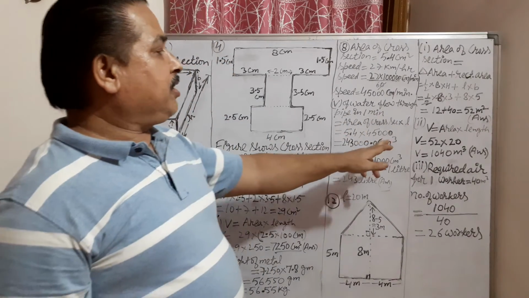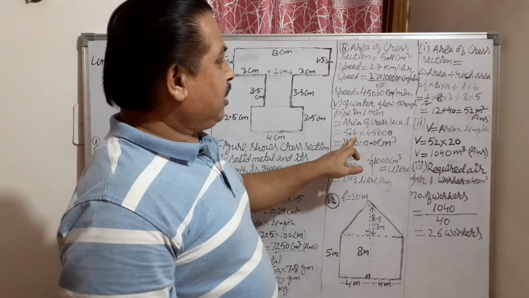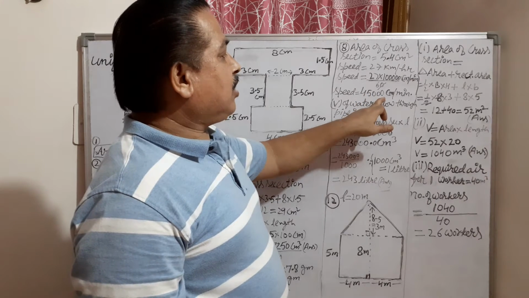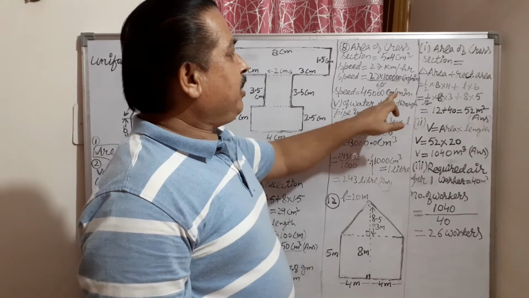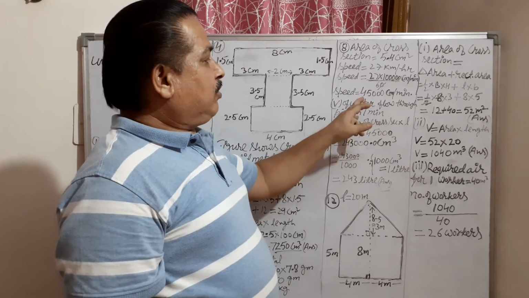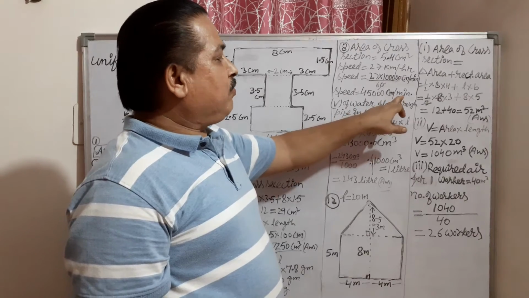Area of cross section multiplied by length. So what is the area of cross section given? 5.4. Put here 5.4. What will be length? Length will be 45,000 centimeter per minute. So what is the meaning of speed? Speed means the water is covering 45,000 centimeter in 1 minute.